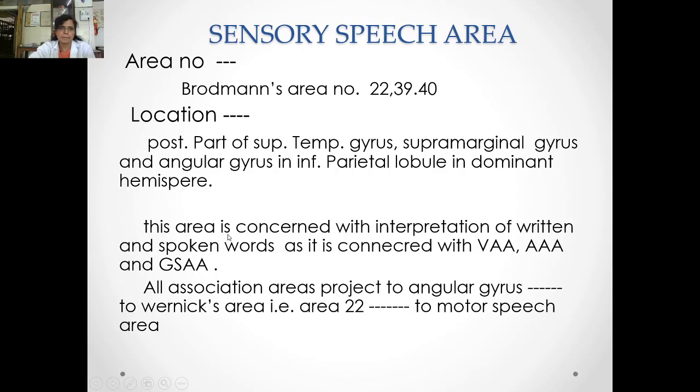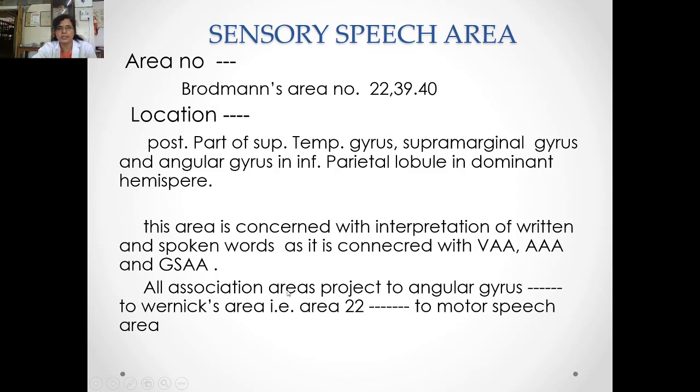This area, the sensory speech area, is concerned with the interpretation of written and spoken words. As it is connected with the visual association area, auditory association area and the general somatic association area, through these connections it interprets the written and spoken words.